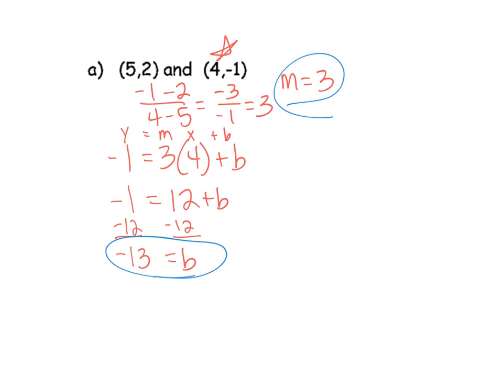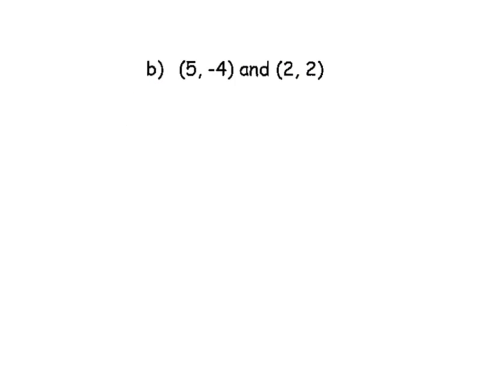What is my equation? Alexis. Y equals 3x minus 13. Awesome. Would it be wrong if it was y equals 3x plus -13? It would not be wrong. All right, do B with the people at your table. Turn and face. Your B is the same as mine, so you're good.